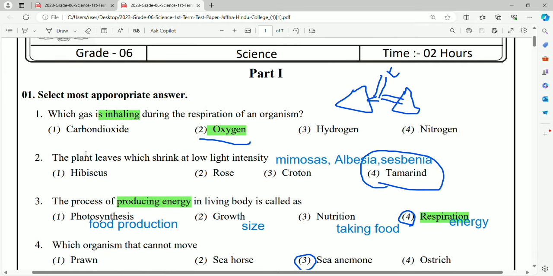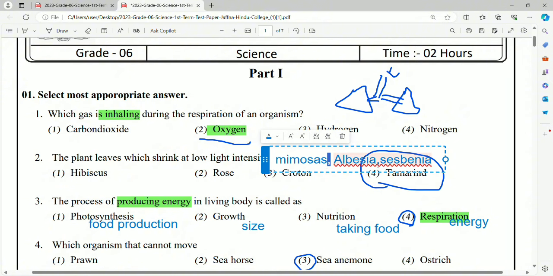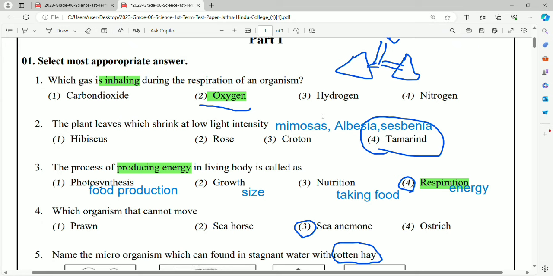Which plant leaves shrink at low light intensity? Some plant leaves show sleeping movement. Examples: Mimosa, Albizia, Sesbania. Those three plants show sleeping movement. In the evening, their leaves shrink. Tamarind also shows sleeping movement. Its leaves shrink in the evening or night time. So, sleeping movement. The answer is tamarind.